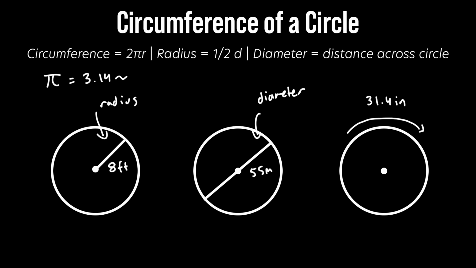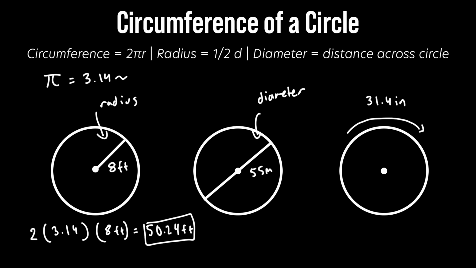So now we have enough information to solve for circumference. Circumference is 2 times pi times r. In this case, it would be 2 times 3.14 times r, which is 8 feet. So our answer is going to be 50.24 feet. Next, we're going to have the diameter of 55 meters.